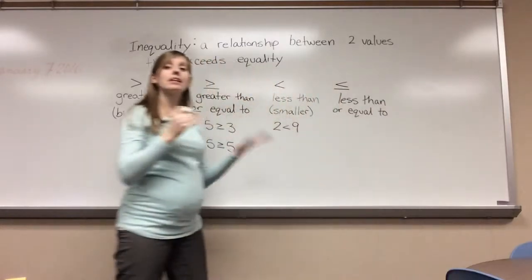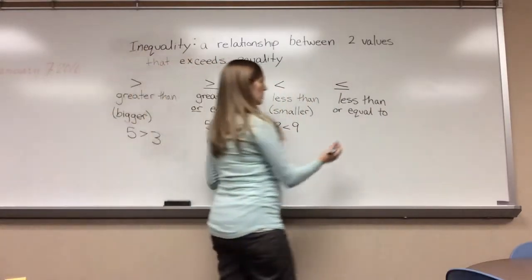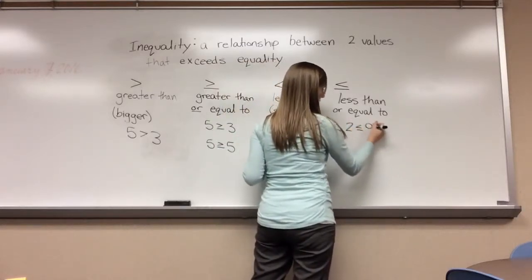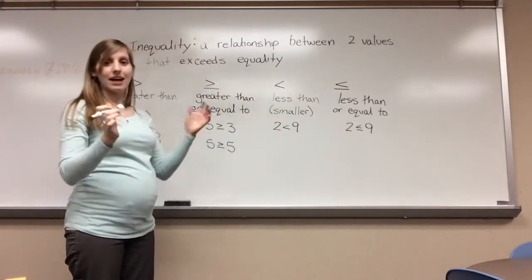Okay? So it could be either or. All right? It could be less than or it could be equal to. So we could use our numbers from before and say 2 is less than or equal to 9. That is a true statement. Okay? It doesn't have to be both.